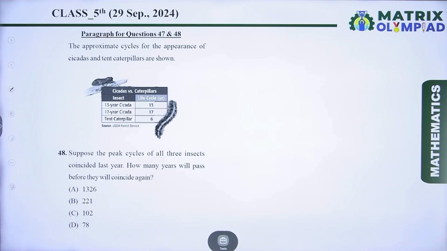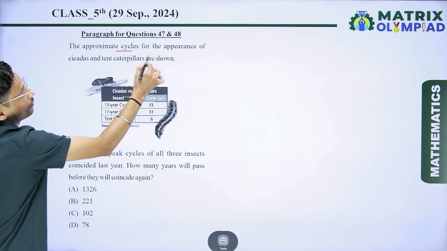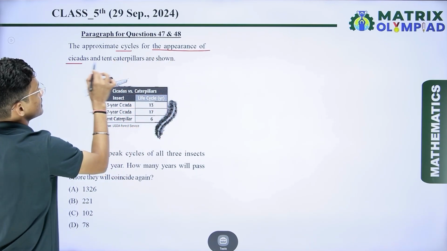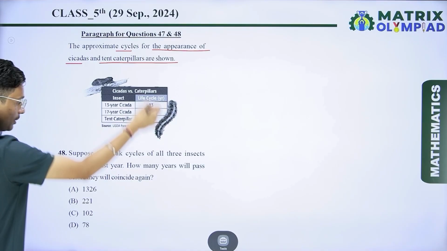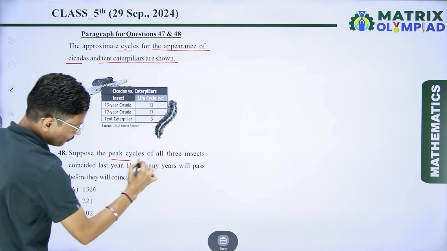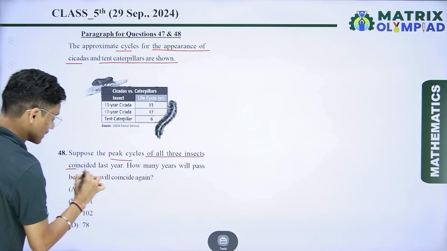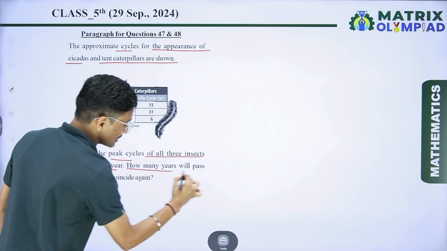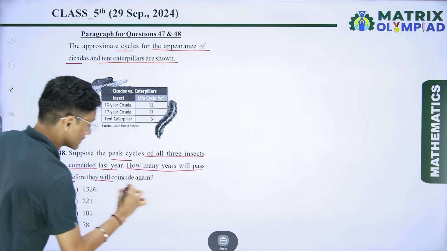Now if I talk about next question, which is also based on the same paragraph, the approximate cycles of the appearance of cicadas and tent caterpillars are shown. Suppose the peak cycle of all three insects coincides last year, how many years will pass before they coincide again?